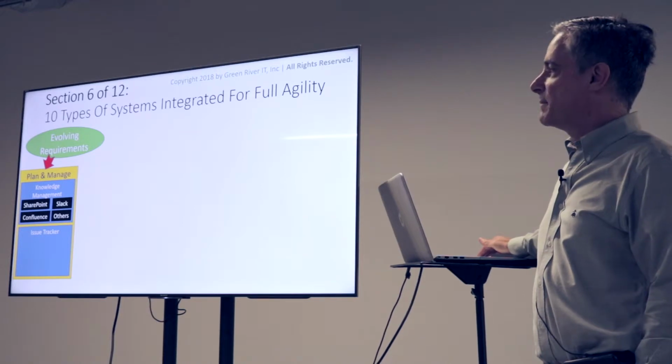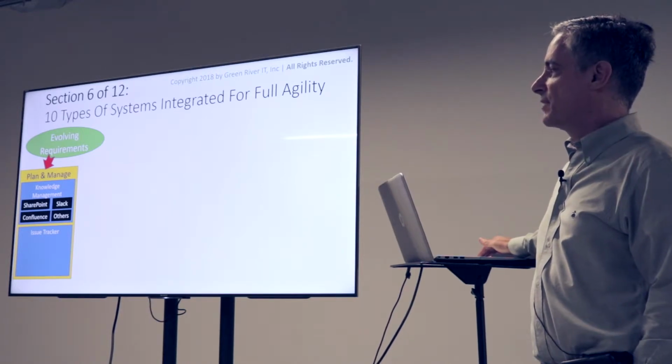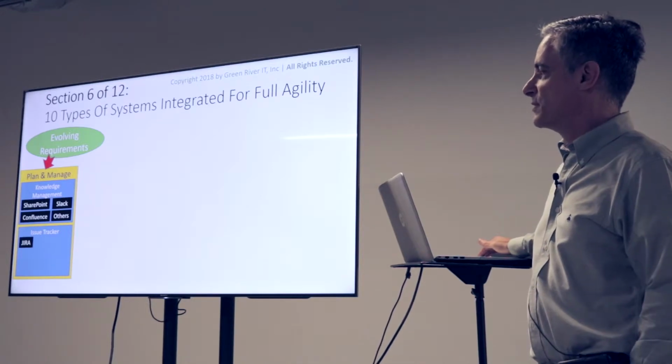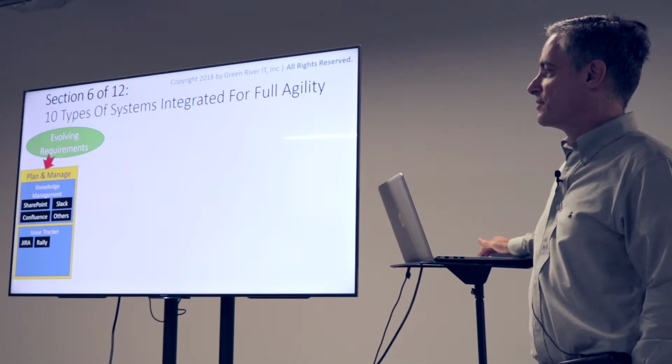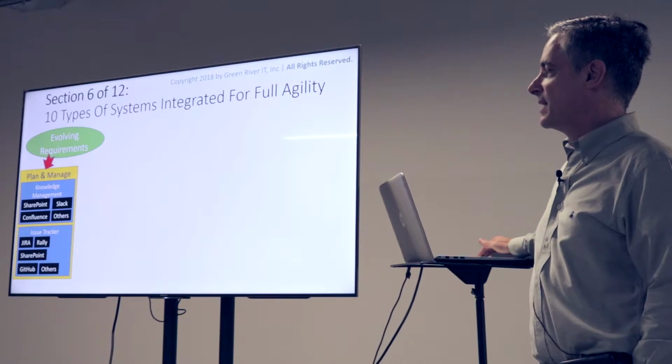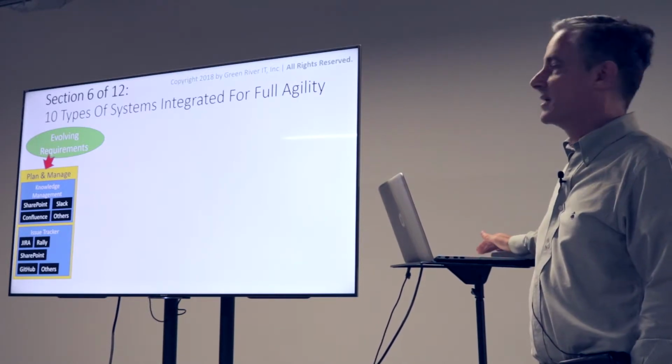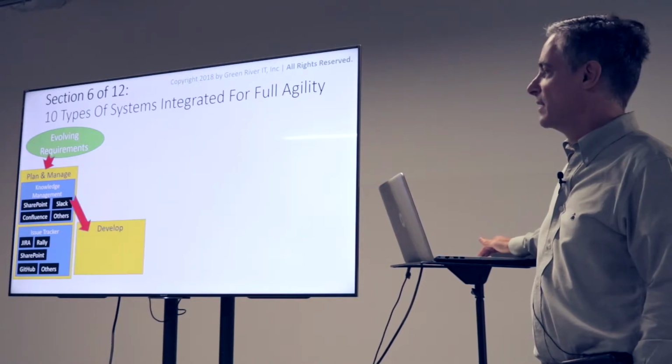We also, at the plan and manage point in the process, we're using an issue tracker, hopefully integrated with our knowledge management tool. And some examples are Jira, there's Rally, there's SharePoint, GitHub, and lots of others. None of these sections are going to be exhaustive lists. There are lots of tools.